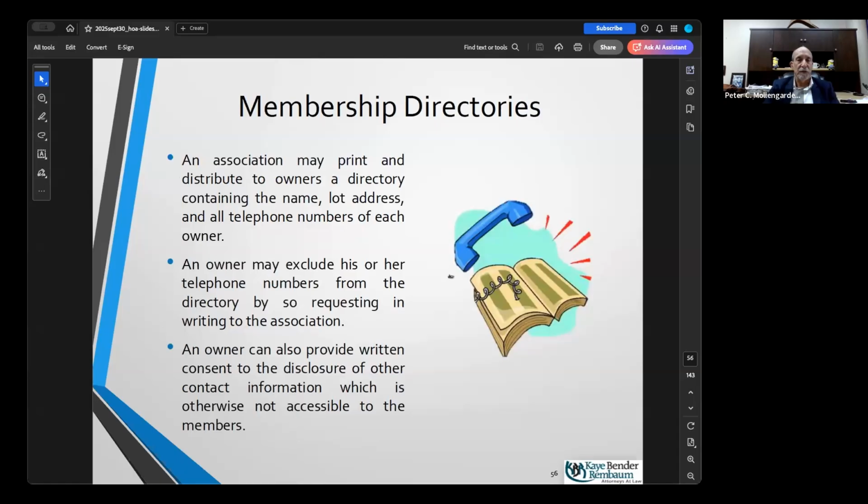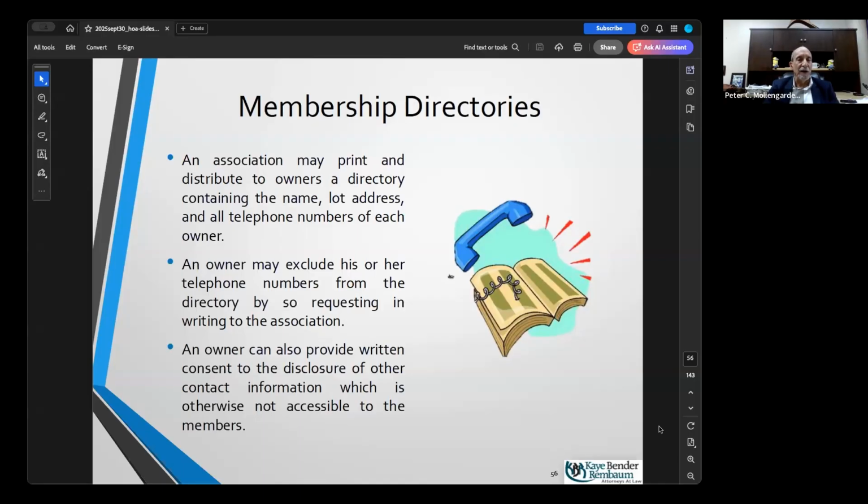Membership directories. You can print and distribute to the owners a directory containing the name, address, and telephone numbers of each owner. However, an owner can exclude his or her telephone numbers. Remember, telephone numbers are not accessible normally from the directory by so requesting in writing to the association. If you're going to do a directory, give owners a reasonable opportunity and ability to opt out of having their phone number in and make sure it's clear. You don't want to inadvertently put phone numbers in there that you weren't supposed to.